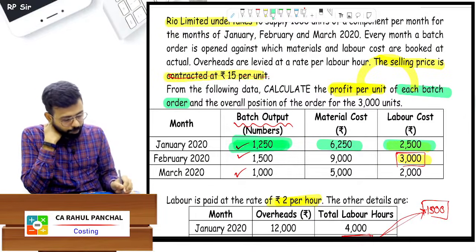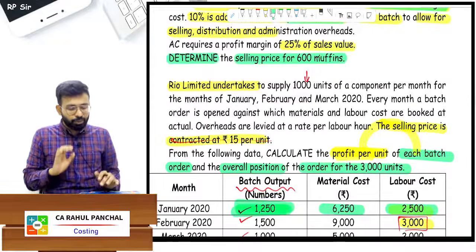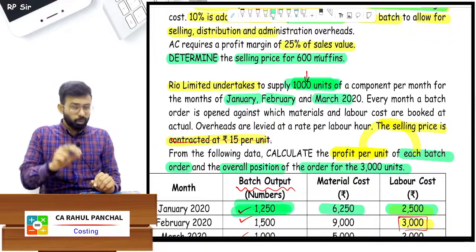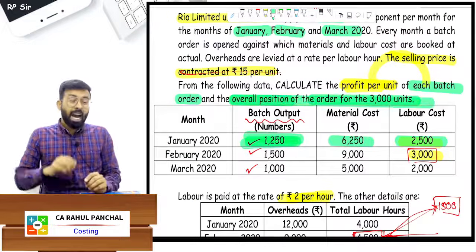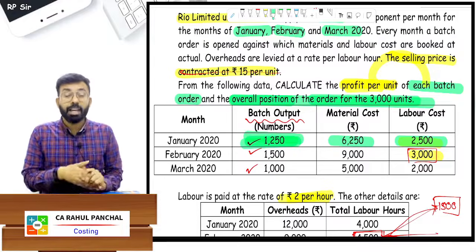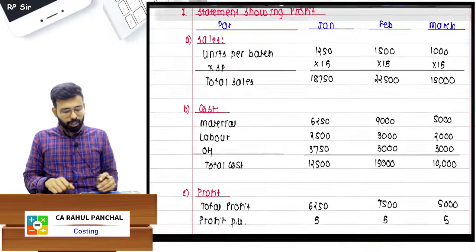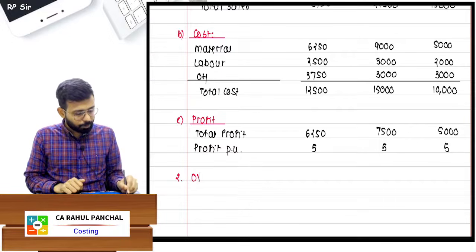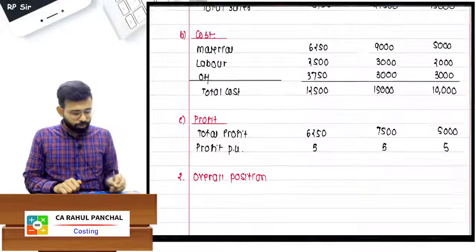And the second requirement was the overall position for the order of 3,000 units. We have got an order for 3,000. We need to supply 1,000 units every month, Jan, Feb and March, total 3,000 units. What is the overall position? When I say overall, it means after supplying all 3,000 units, how much you will earn. So now let us calculate that overall position, that is the second requirement.